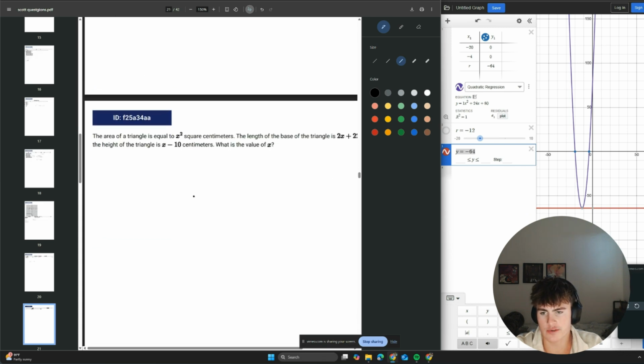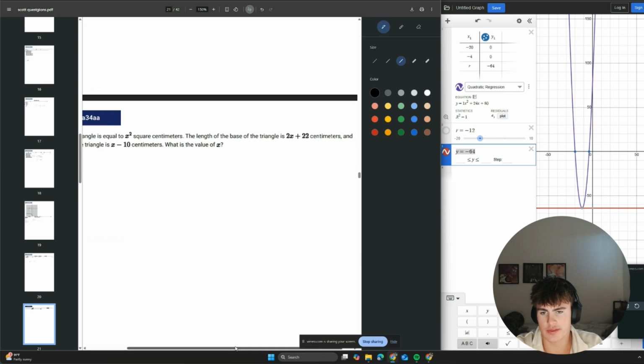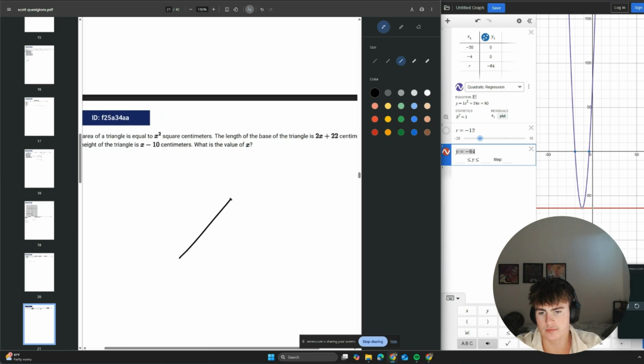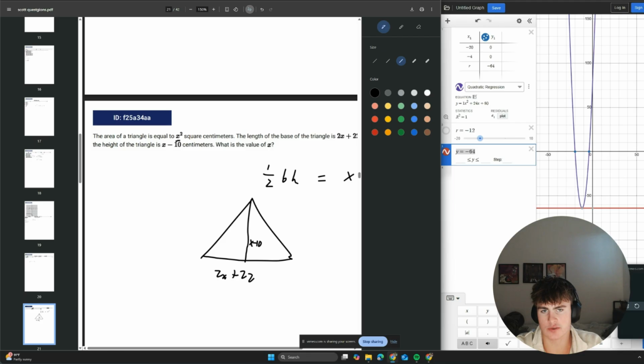Okay, this one, the area of a triangle is equal to x squared. The length of the base of the triangle is that, and the height is that. What's the value of x? Set it up. Height is x minus 10. 1/2 base times height is going to be the area of the triangle. So it's going to be x squared like that, because it says equal to x squared. I'm going to plug these into that equation real quick.